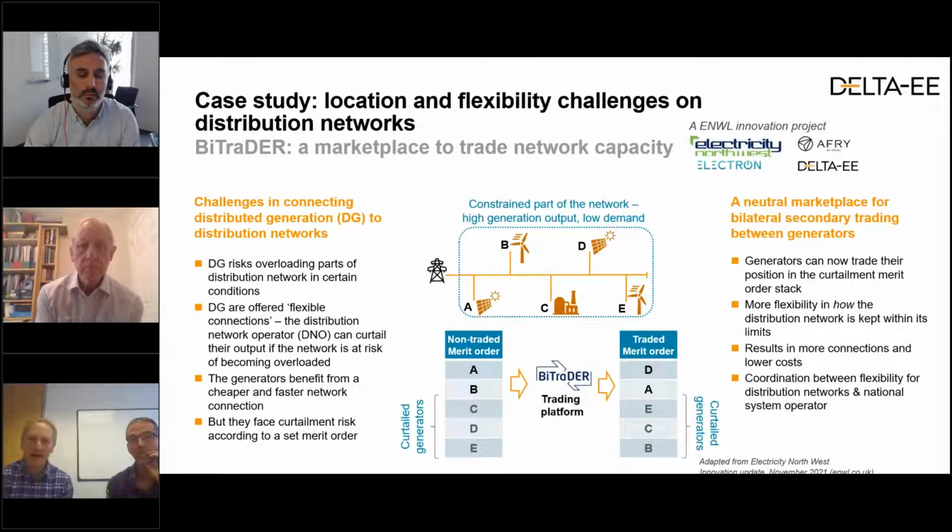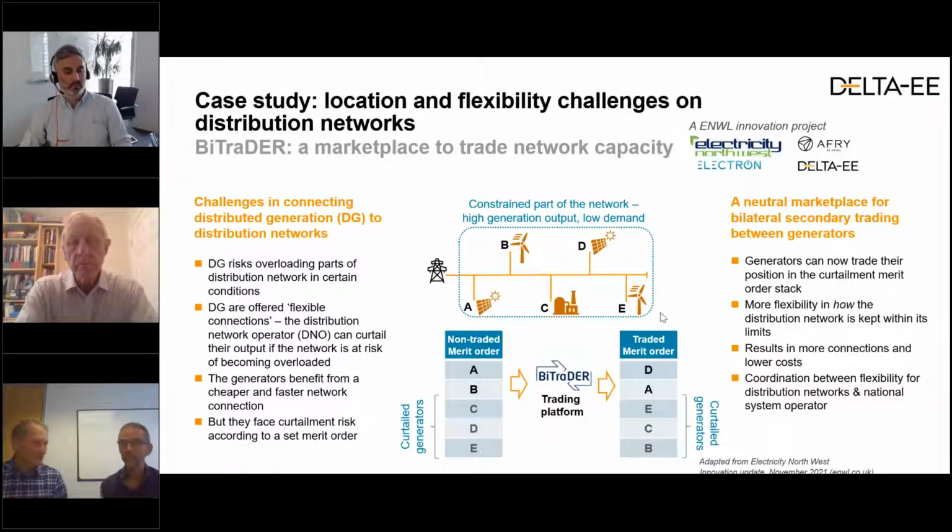So you then have this neutral marketplace to allow this trading, and ideally this trading happens in coordination with a national system operator, so that one of these generators can provide flexibility services both at the distribution level and at the national level. So I picked this because I think it's a really nice example of both the location theme, the flexibility theme, and the rise in distributed assets that we talked about earlier. Okay.